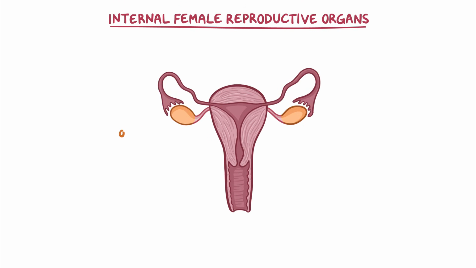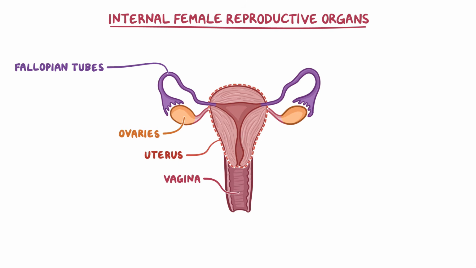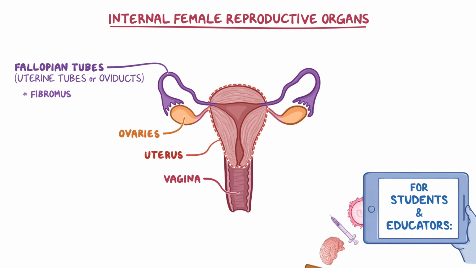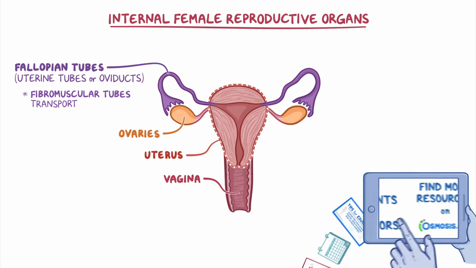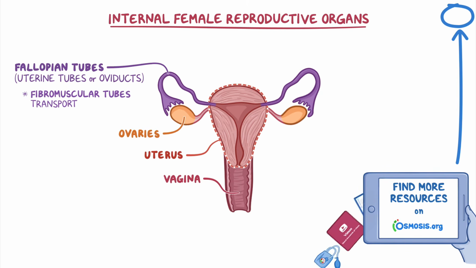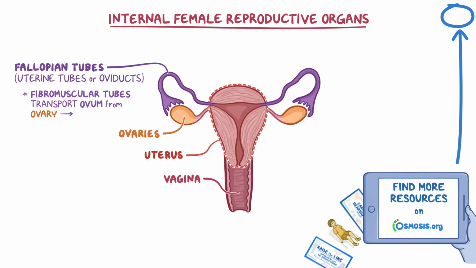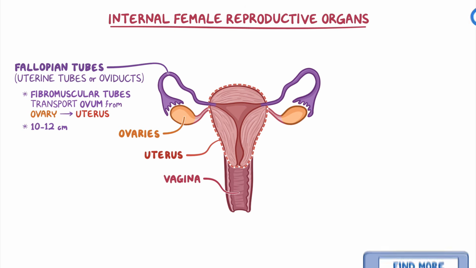The internal female reproductive organs consist of the ovaries, fallopian tubes, uterus, and vagina. The fallopian tubes are also often called the uterine tubes or oviducts. These fibromuscular tubes transport a mature female reproductive cell or egg cell called an ovum from the ovary to the uterus. Each fallopian tube is about 10 to 12 centimeters in length and is divided into 4 regions.